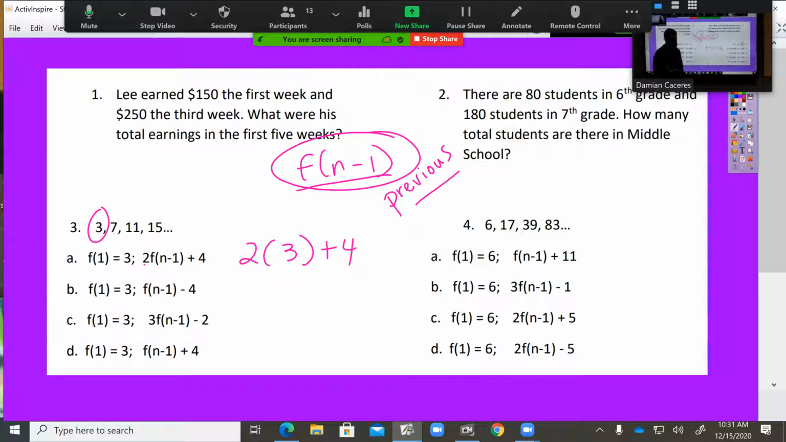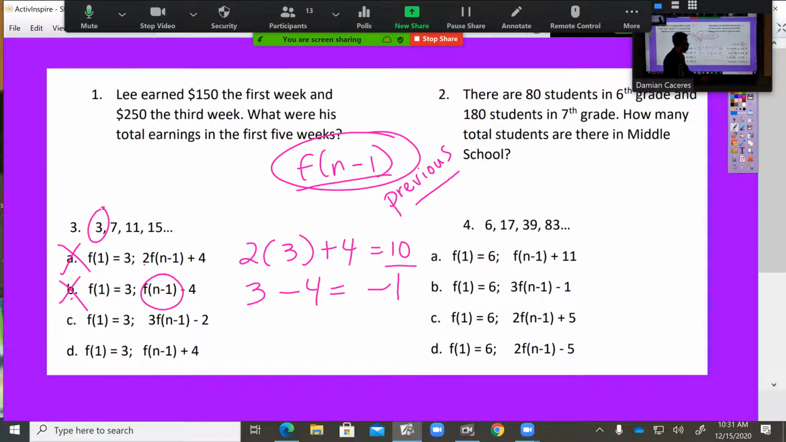2 times 3 is 6. And 6 plus 4 is 10. Is the second number 10? No, it is not. So A is not the answer choice. Now let's test out B. B just says f of n minus 1, which is the first number, minus 4. 3 minus 4 equals negative 1. Is the second number negative 1? No.